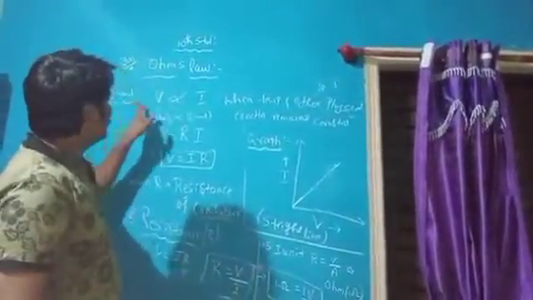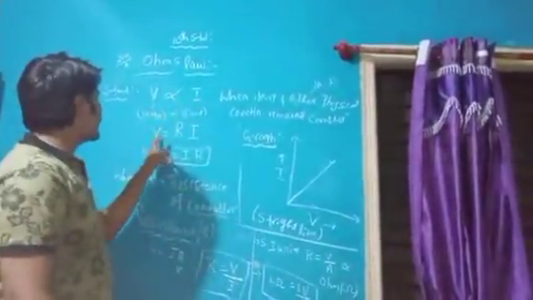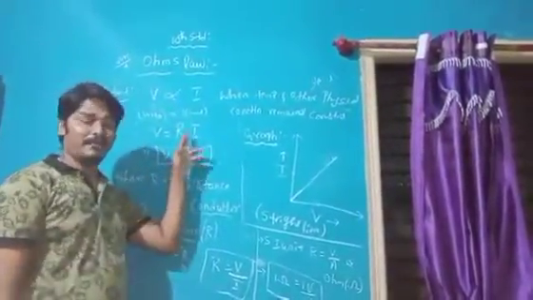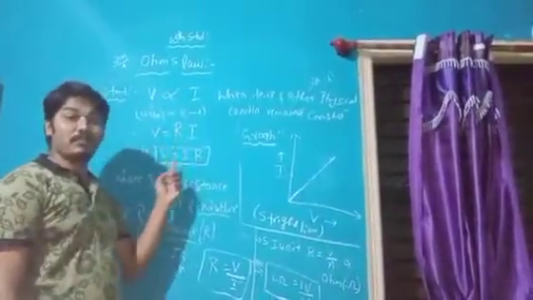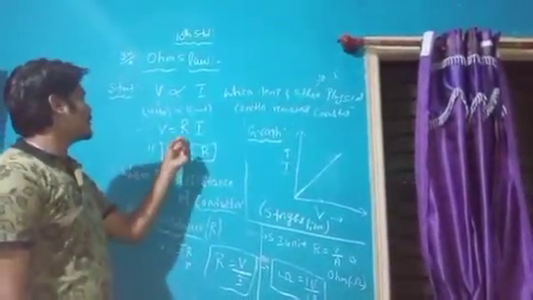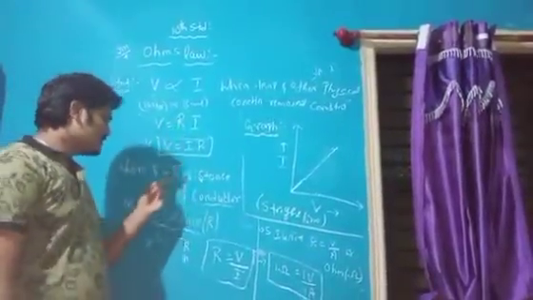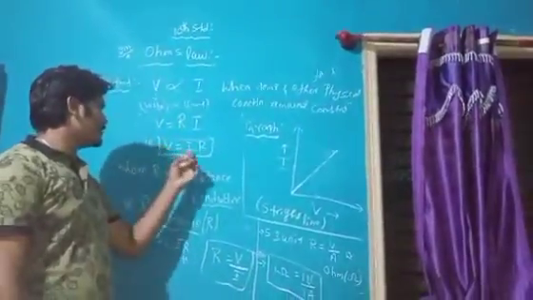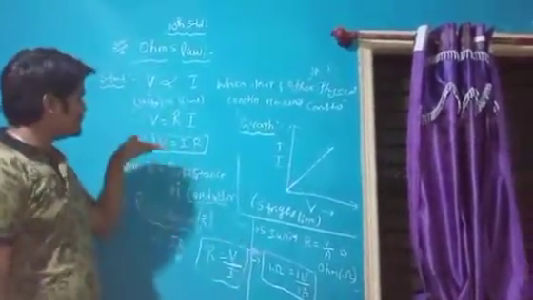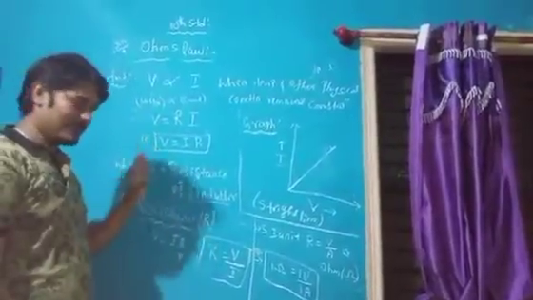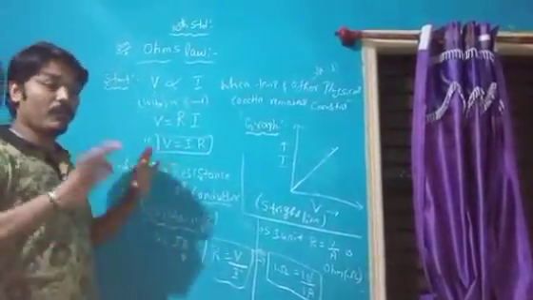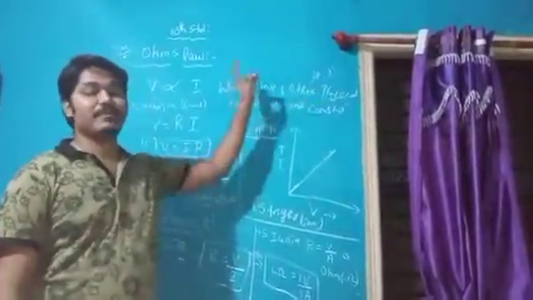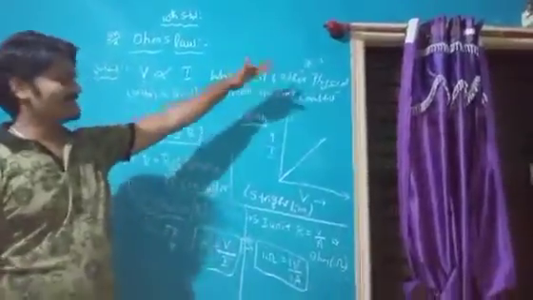So V is proportional to I. Therefore, we want to remove this proportionality, so V is equal to R into I, where R is called the proportionality constant. This proportionality constant is nothing but the resistance of a conductor. Therefore, V = I R, which is the equation for Ohm's law. Remember, Ohm's law is only applicable under these conditions. We'll discuss that later.